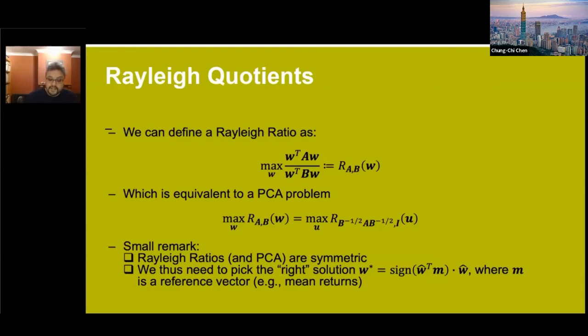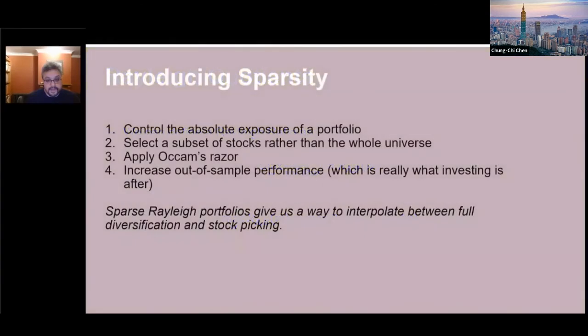Note that in a Rayleigh ratio, these solutions are symmetric. So W and minus W will give exactly the same maximum value. It's important to choose between the two, especially if you're looking at returns. So we use a reference vector, for instance, which could be the mean returns, that allows us to choose between the two. It could also be the standard deviations, depending on the KPI. Now, every portfolio manager will have some type of constraints.